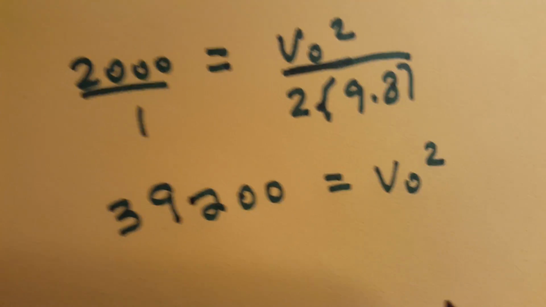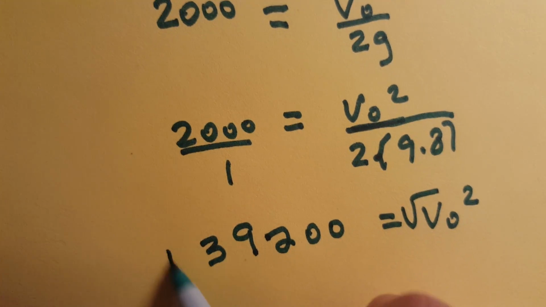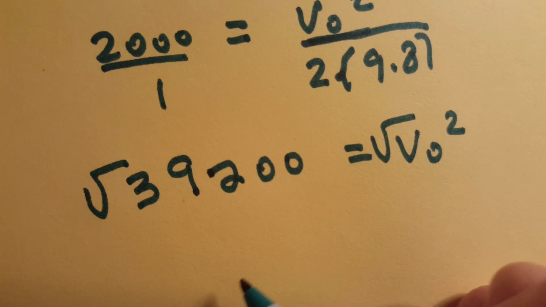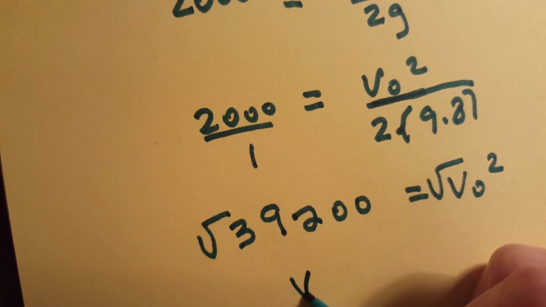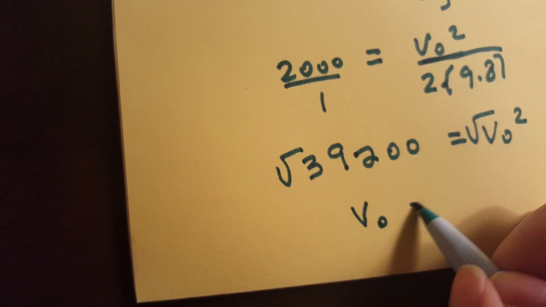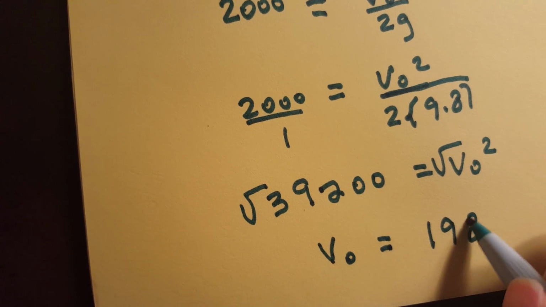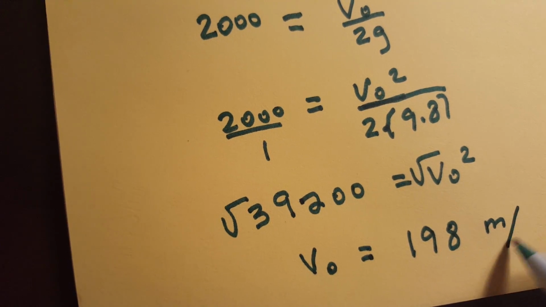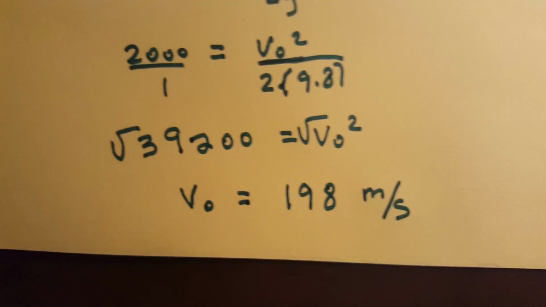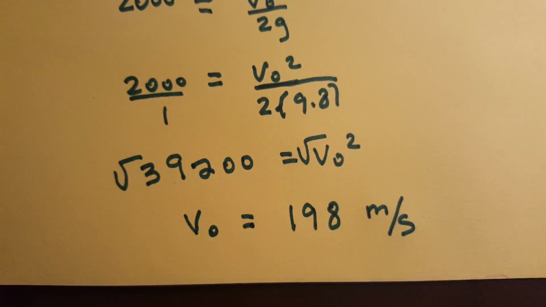But I don't want v sub 0 squared, I want v sub 0, so I'll take the square root of both sides. And so I get v sub 0 equals about 198 meters per second. I found the initial velocity.